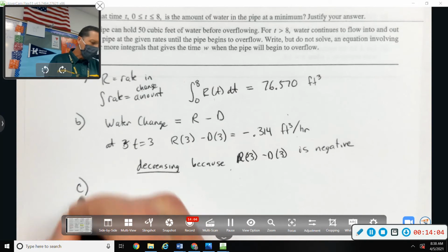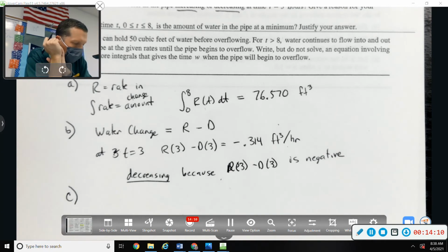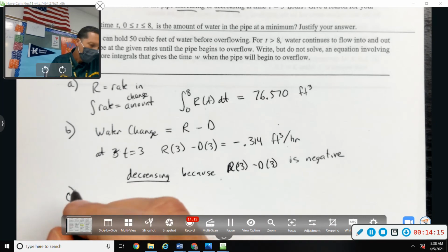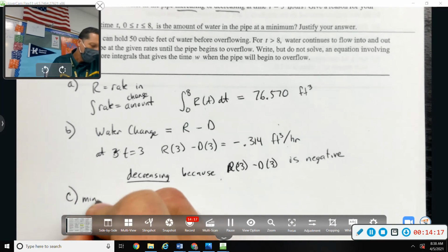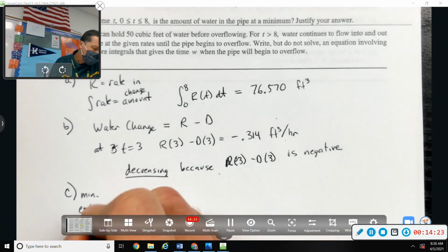Part C. At what time is the amount of water in the pipe at a minimum from 0 to 8? Justify your answer. So I want to find a minimum. Well, a minimum happens where, well, it might be at the endpoint, so we need to check those.